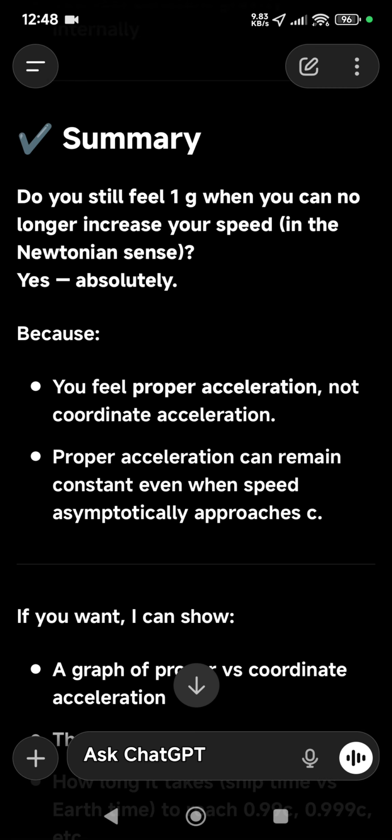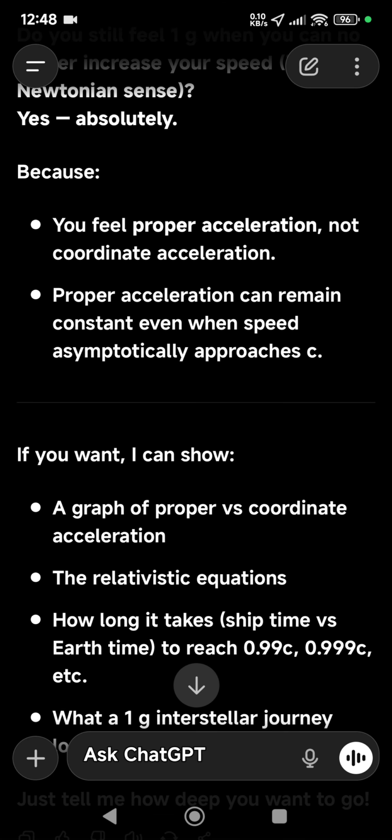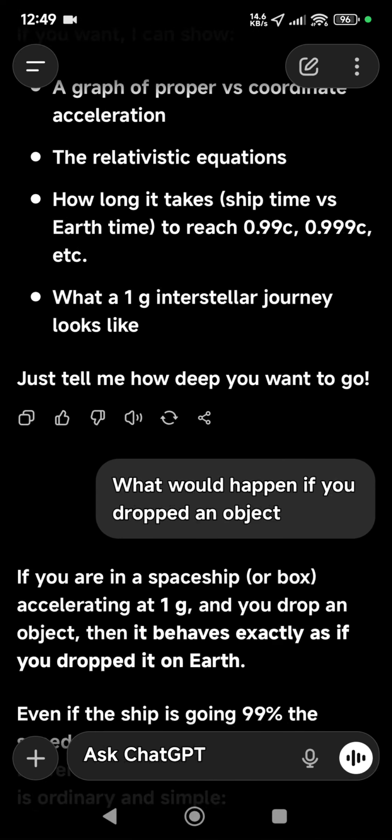Do you still feel 1g when you can no longer increase your speed in the Newtonian sense? Yes, absolutely. Because you feel proper acceleration, not coordinate acceleration. Proper acceleration can remain constant even when speed asymptotically approaches c.